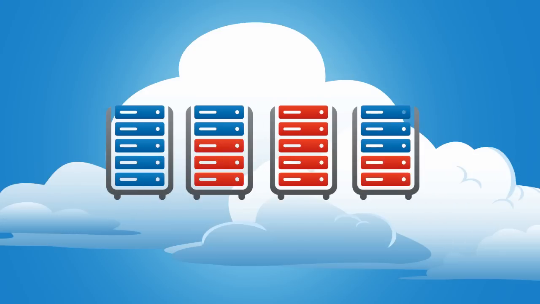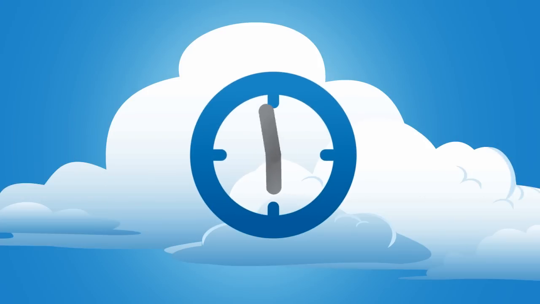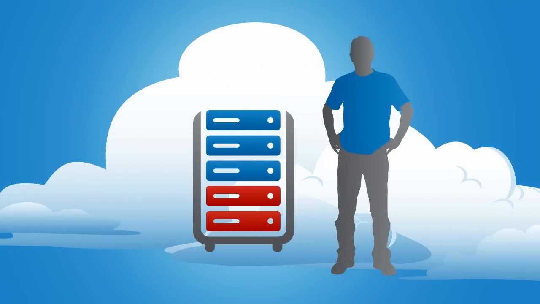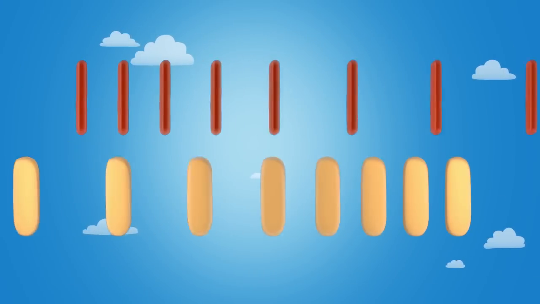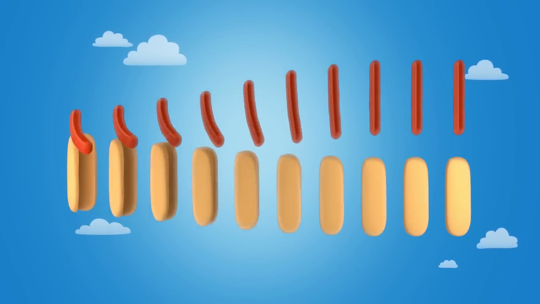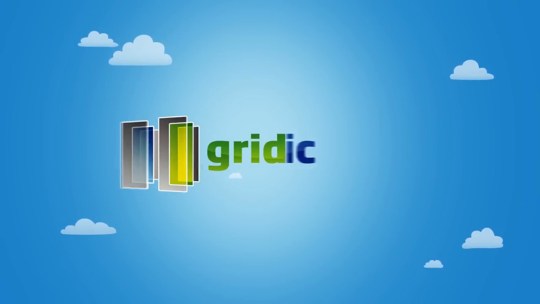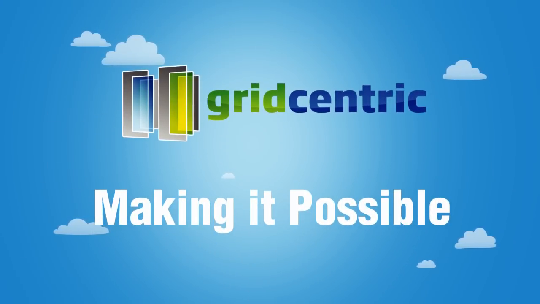GridCentric lets you quickly and easily allocate application resources at a moment's notice, saving you time and money. Everyone gets what they need when they need it. With GridCentric, you'll always have just the right amount of hot dogs and buns. No mismatches, no waste. GridCentric, making it possible.